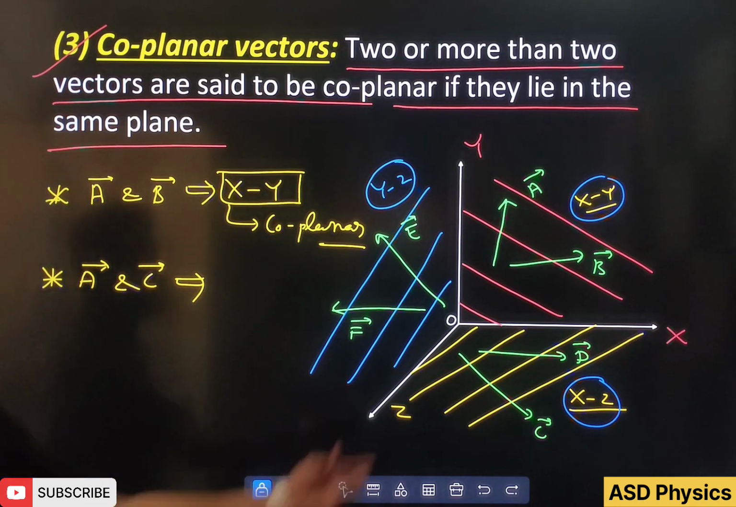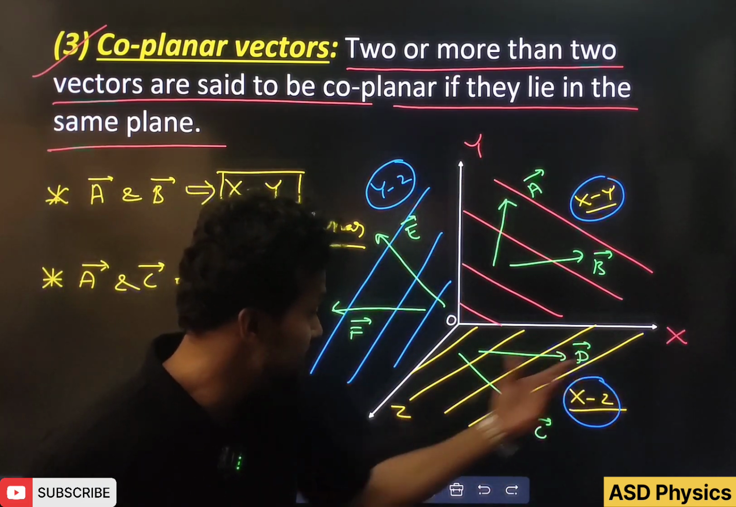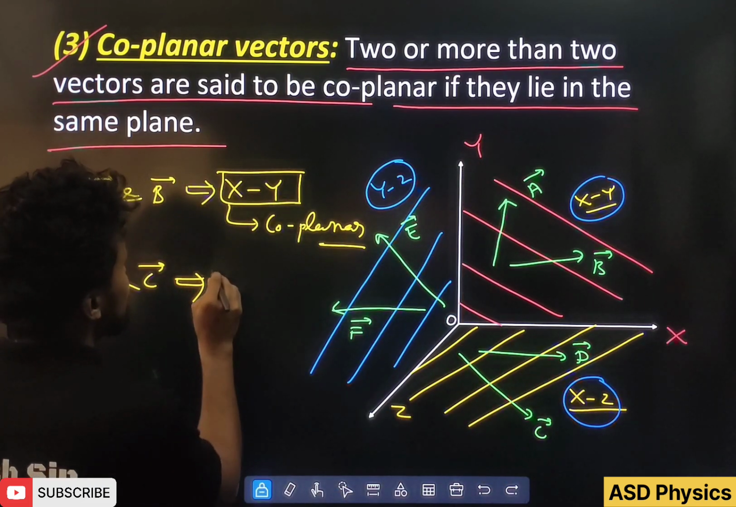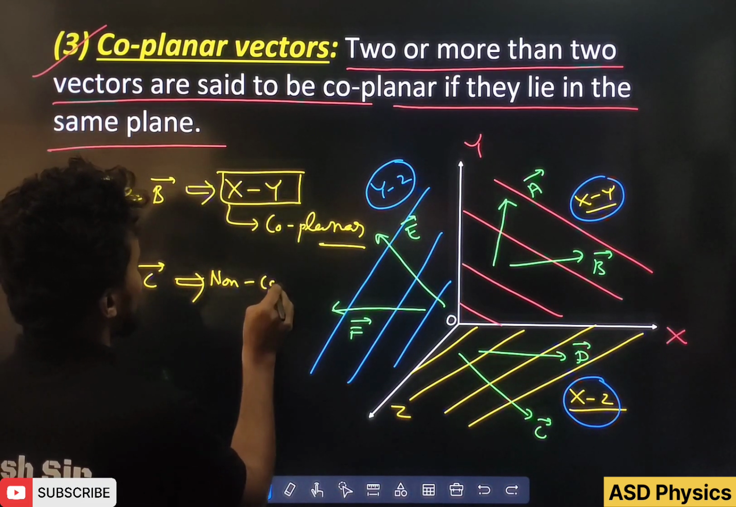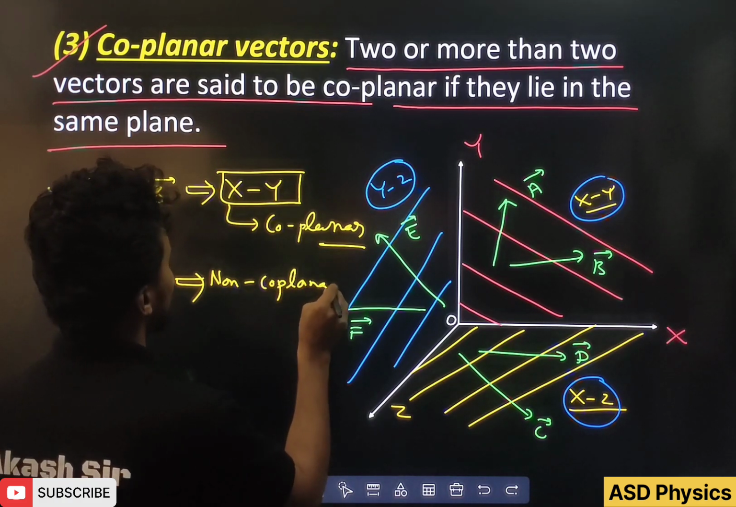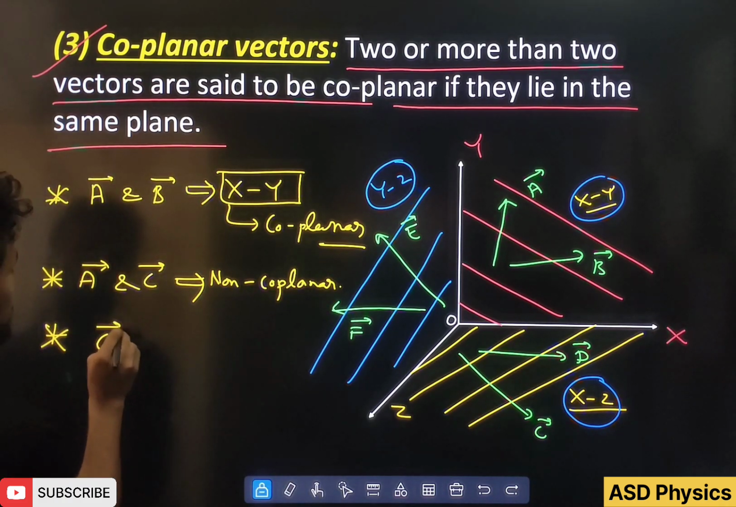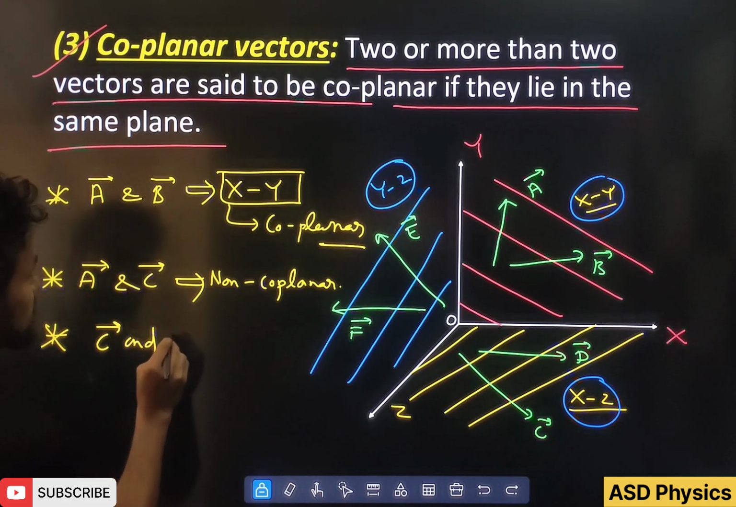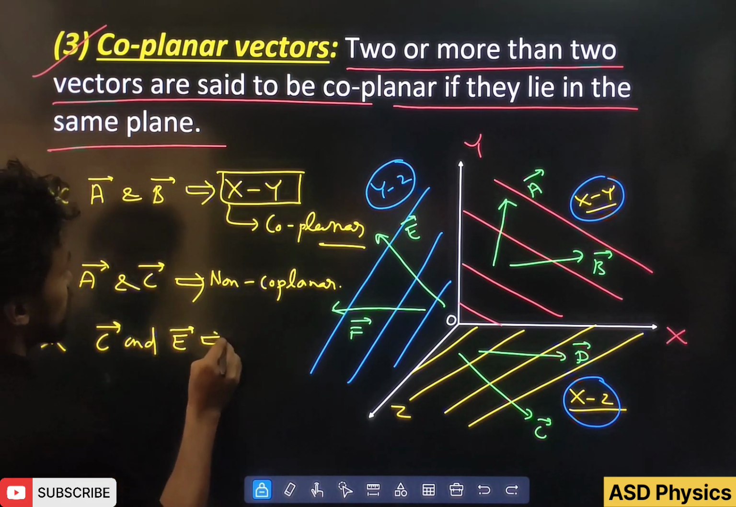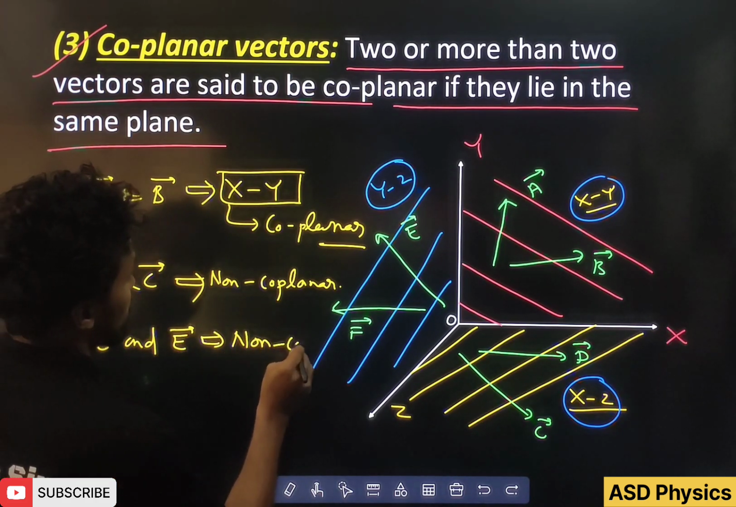Vector A and vector C. Vector A is in the xy plane and vector C is in which plane? The xz plane. That means they are non-coplanar. Similarly, one more example. If I take vector C and, for example, vector E, that is also non-coplanar here.